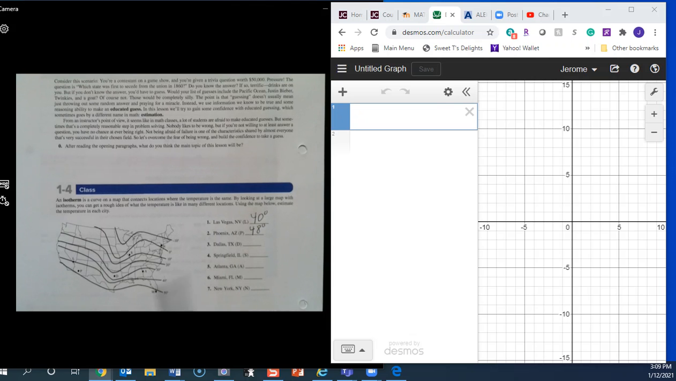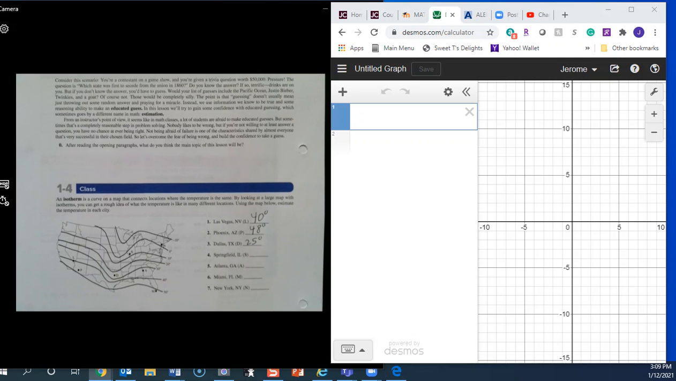Dallas, Texas, the D, if you notice, is right in the center between 20 and 30. So that would be 25 degrees. Springfield, Illinois, the S is between 0 and 10 degrees, but it's closer to the 10 degrees, so we would say it's 8 degrees. Atlanta, Georgia, which is the A. We look here, the A is in between 30 and 40. It's closer to the 30, so it's about 33 degrees.